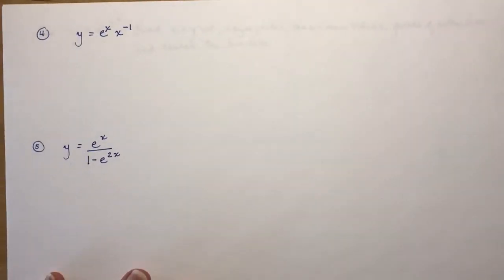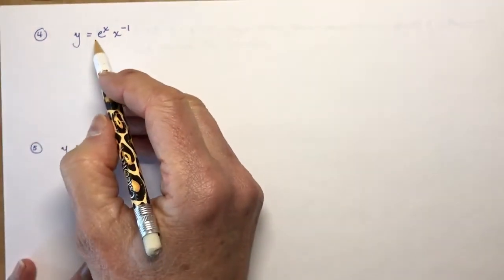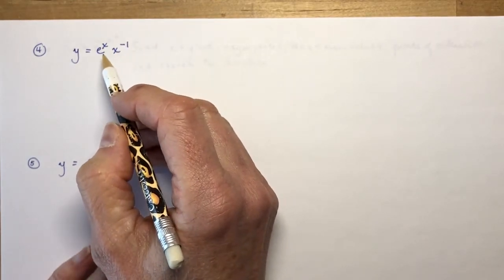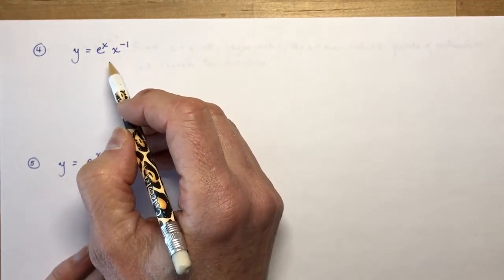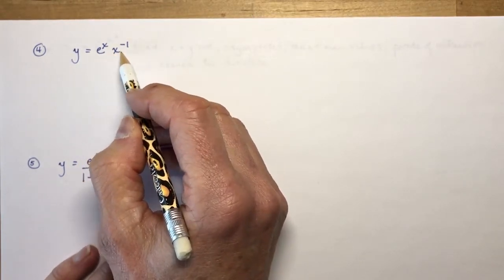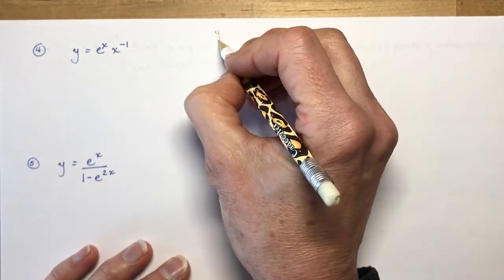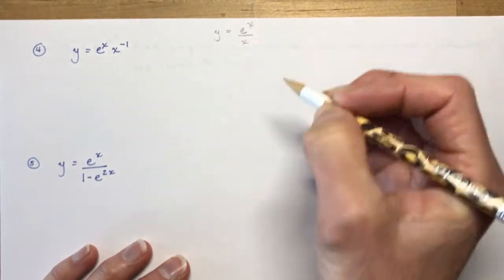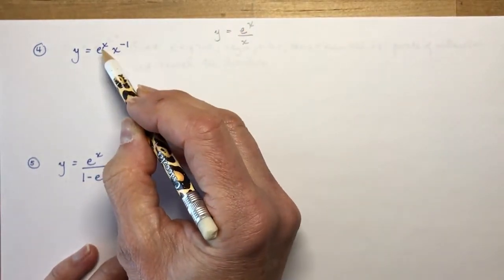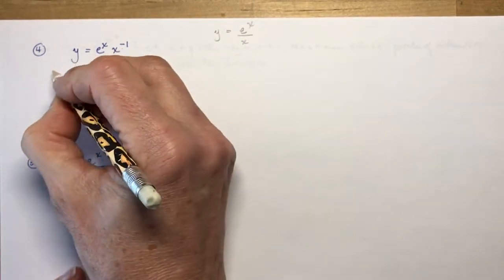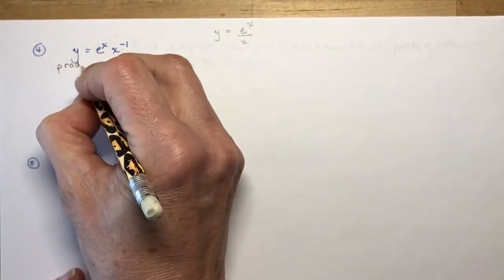Okay, moving on to another practice derivative here with our e to the x. I have y equals e to the x times x to the minus 1. Now again, remember this is a product rule because I have something times something. Now this could also have been initially written as e to the x over x, right? So if I'm going to use the product rule on this one, well, we're going to look at two ways. Let's use product rule, and we're going to use the quotient rule as well.